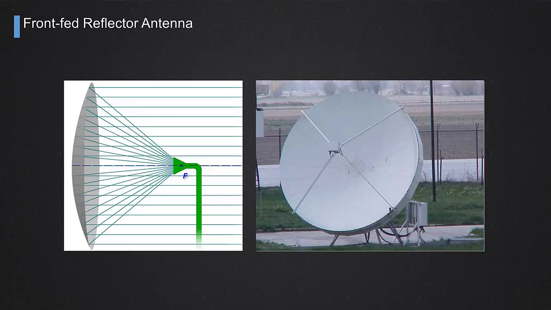Those are somehow shadowing, so there is a little loss associated with the shadowing of the feed and of supporting arms, the so-called struts, that are in front of the reflector. This is the front fed. The next one is the offset fed reflector antenna.